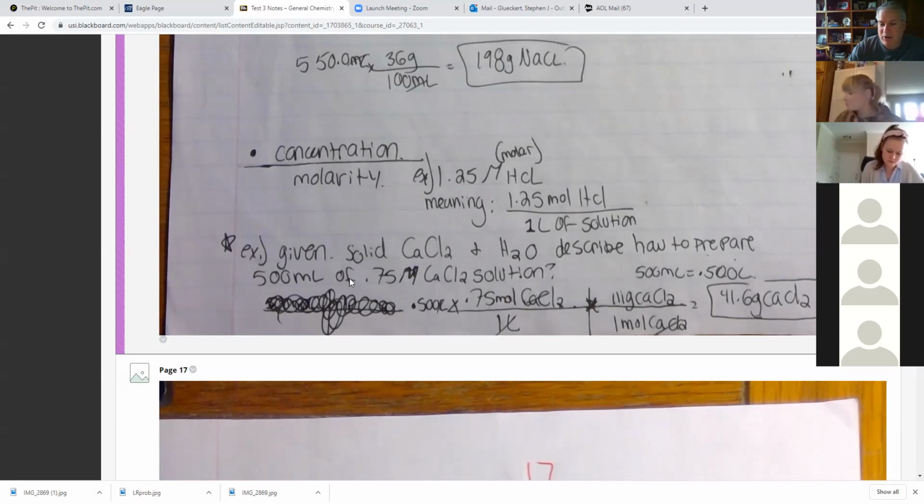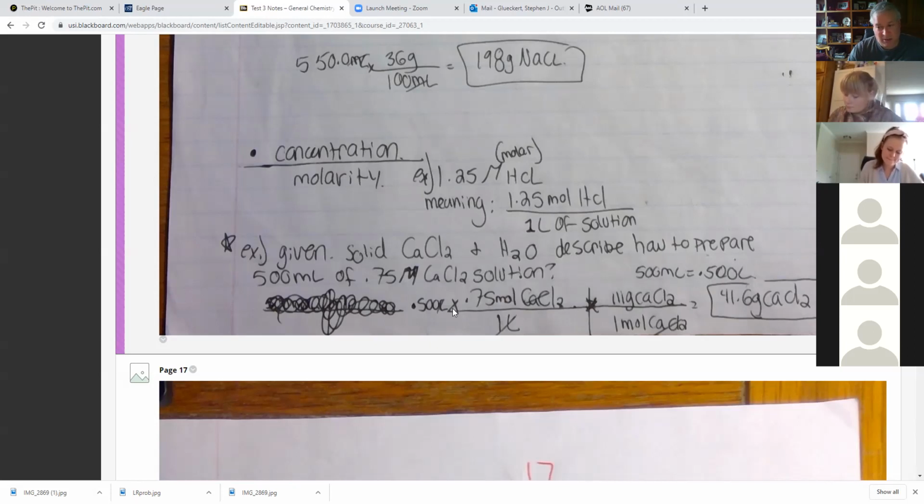So 500 milliliters of 0.75 molar CaCl2. Remember what 0.75 molar CaCl2 means. It means you have 0.75 moles of CaCl2 per 1 liter. So first of all, do I have 1 liter? No. I have 500 milliliters. 500 milliliters is what? 0.5 liters.